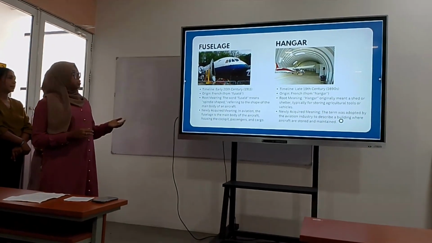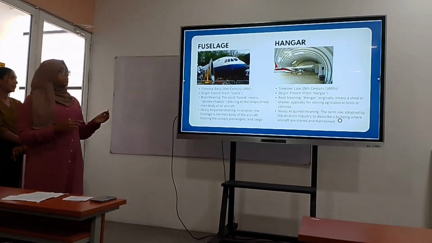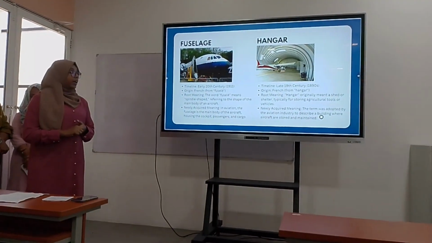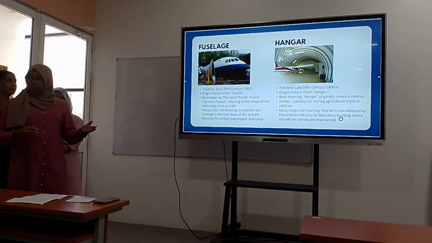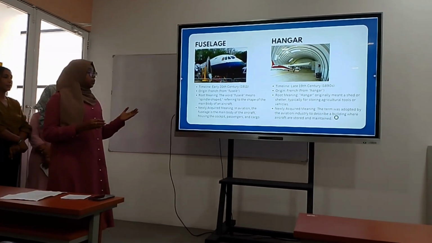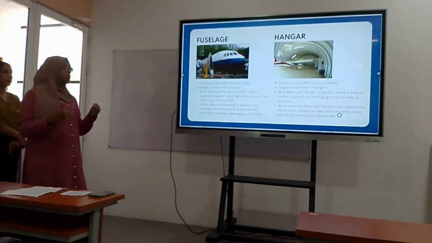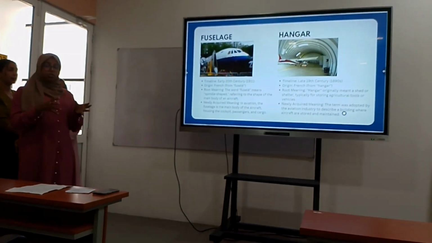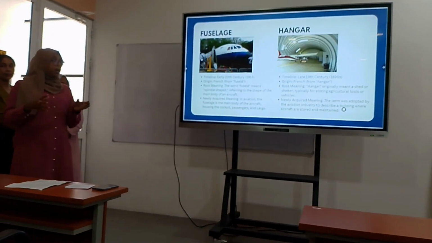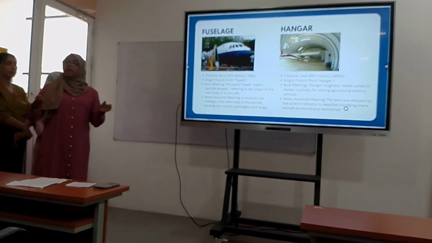So moving on with the next one, hangar. It was introduced in the late 19th century, and again it's another French-derived term. It was known as a shelter or a shed back then, but nowadays it is a term used in the aviation industry to describe a building where aircraft are stored and maintained.